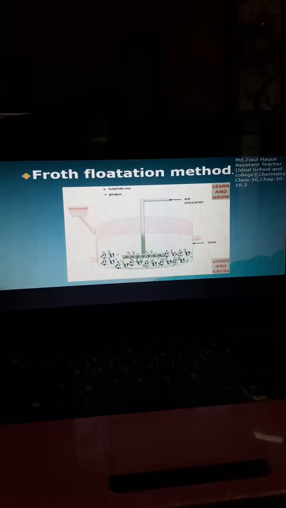In your exam, for 2 marks questions you have to write the answer. Then you have to draw the test tube image. It will be better for you. So the froth flotation process, I believe this is easier for you. This is not new.